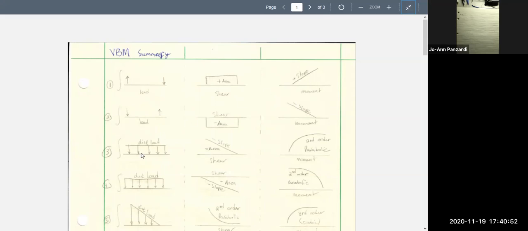Let's look at these two distributed loads. They are exactly the same. Number three and number four, the distributed loads are going down, which means the slope has to go down. But if the slope goes down with a positive area in the shear, the parabola is going up. If we have the slope going down, but the area is negative, we have a parabola going down. Let me say that again. Distributed loads going down on a beam result in a negative slope, definitely.